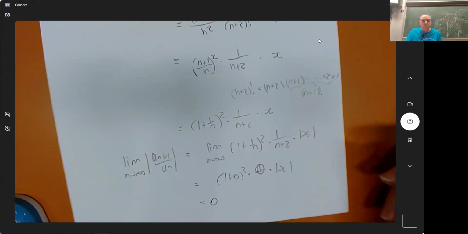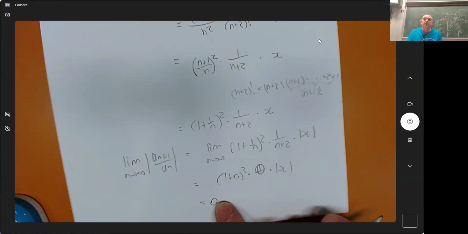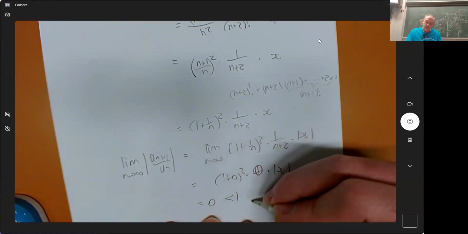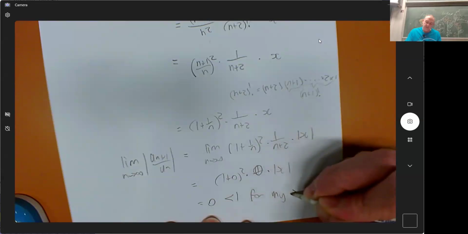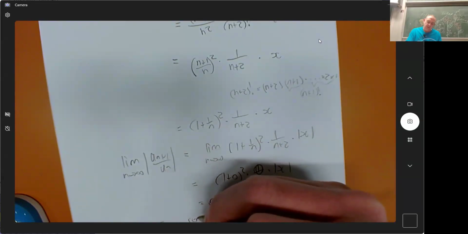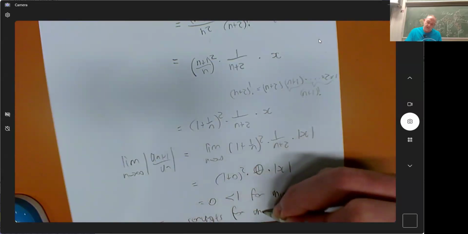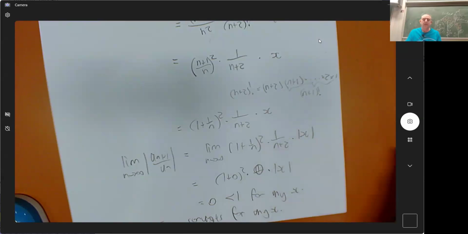And the question of whether it converges is the same question as, is this number less than 1? And this number is less than 1 no matter what x is. So less than 1 for any x. So it converges for any x. Which seems like a disappointing answer. Like, for which x does it converge? The answer is it converges for any x.